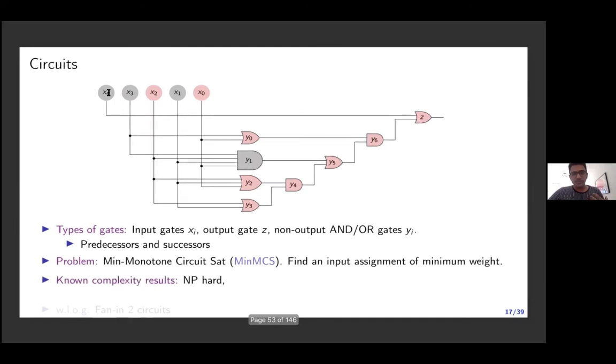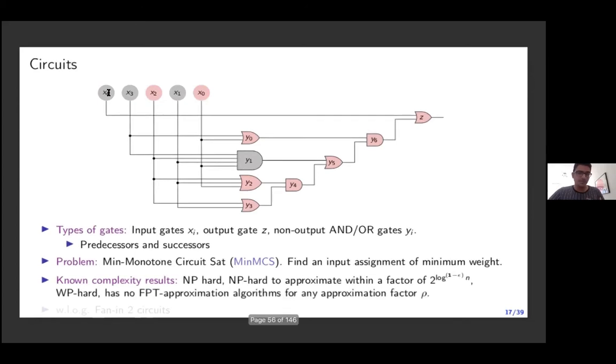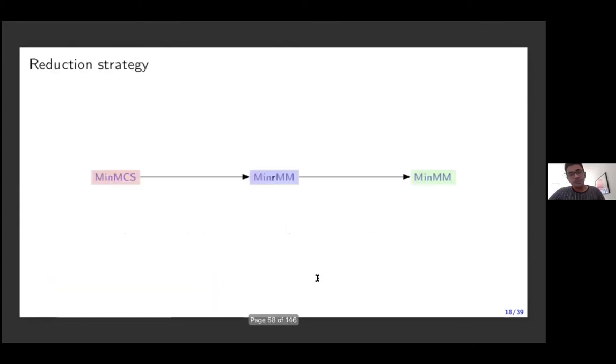In general, this problem is known to be NP hard. It's known to be NP hard to approximate within this factor shown here. It's also WP hard, and it also has no fixed parameter tractable algorithms at all. The problem of fan-in 2 circuits, which means that when your AND gates and OR gates have only 2 inputs, is just equally hard. So you can actually start your reduction step from fan-in 2 circuits, not from the one that's shown here.